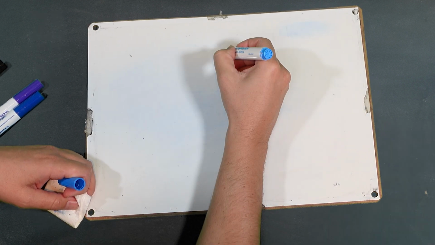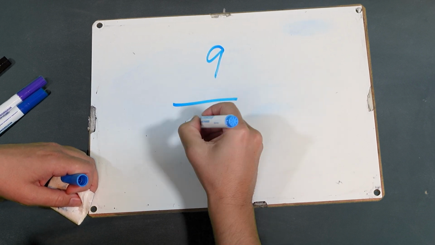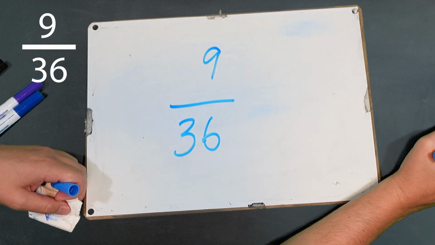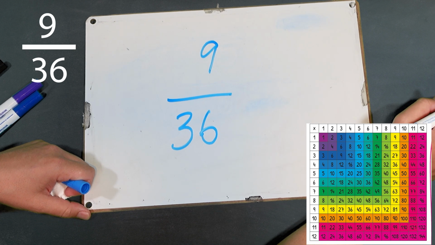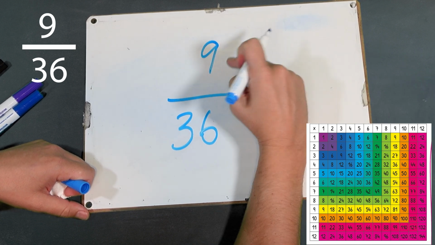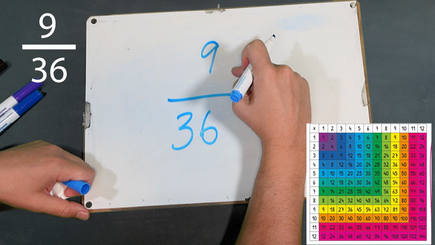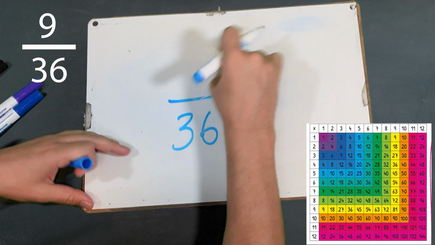Let's try another one. Let's simplify 9 over 36. Write down that. Now let's look at the 9. What two numbers times together to equal 9? 3 times 3.